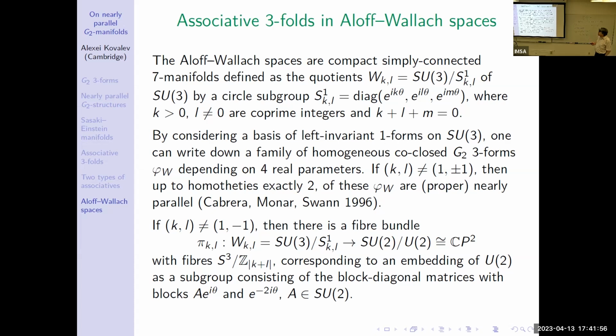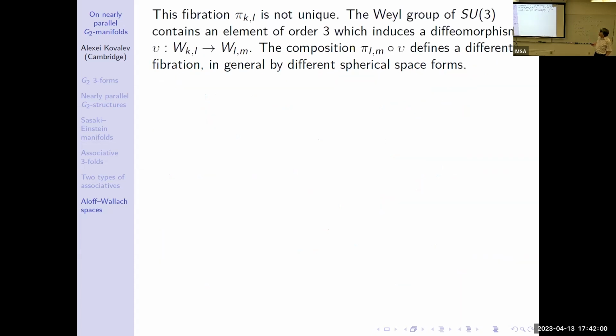So we can use this to find examples of associative three-folds. First of all, this fibration is not unique. There is a certain symmetry group, the Weyl group of SU3, which induces a diffeomorphism. In general, it may be a diffeomorphism to a different Aloff-Wallach space, from (k,l) to (l,m). It might sometimes be the same space.